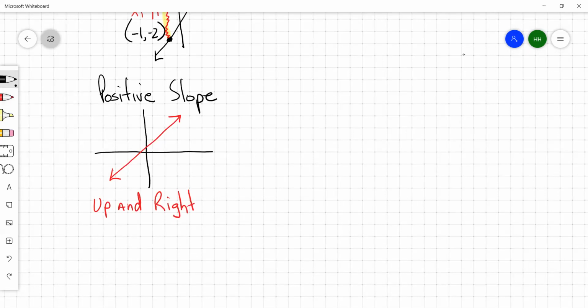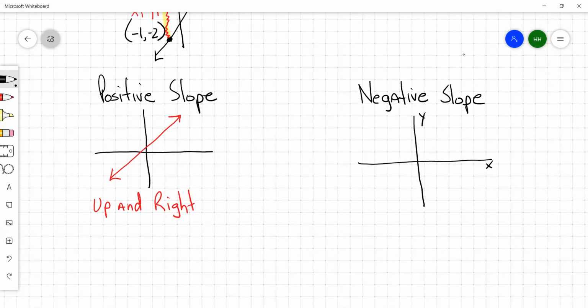Negative slope. Which way do they go? I like to be consistent, all right? Everything goes up. So if positive goes up and to the right, negative goes up and to the left. So I just say up and left.